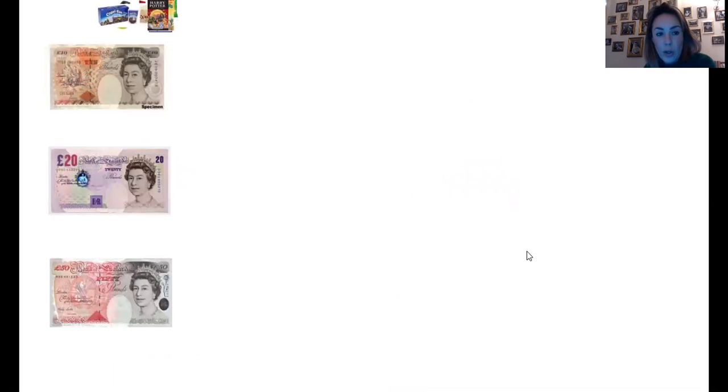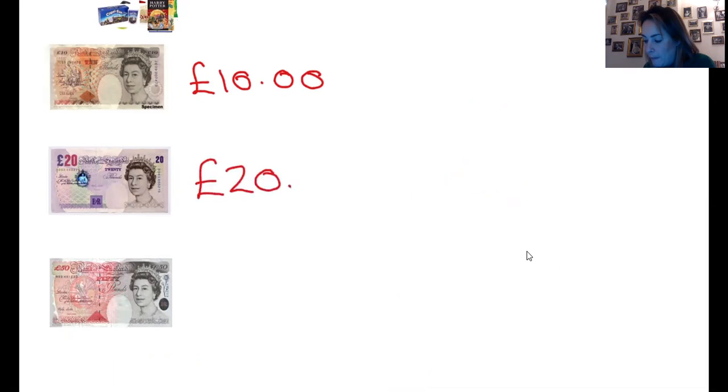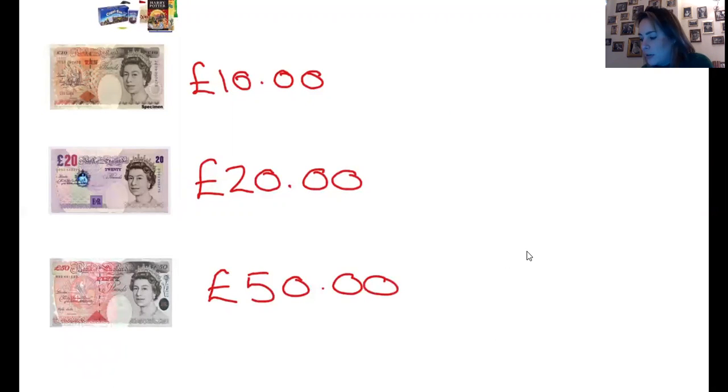Let's have a look at some notes. A £10 note, sorry. A £20 note, and if you're super lucky, a £50 note. You can see that sometimes the pound sign is drawn like this, or sometimes it can be drawn like that, a bit like the letter K that we've spoken about in class before.